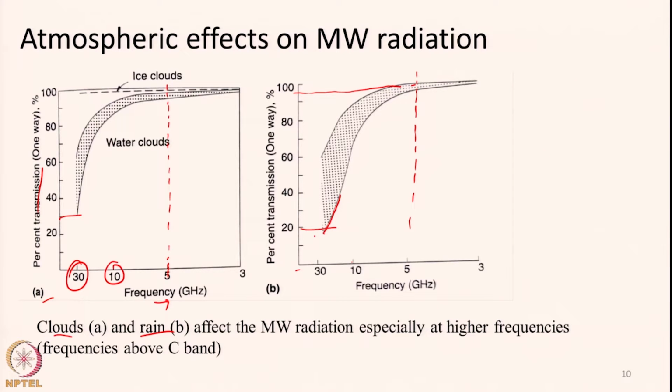So, the penetration capacity of microwave is fairly high when we compare with other wavelengths we have discussed till now, optical and thermal infrared wavelengths. So, microwave can be used for observing the earth's surface even during cloudy conditions or light rain conditions. This is one of the primary advantages of microwave remote sensing in both active and passive modes.